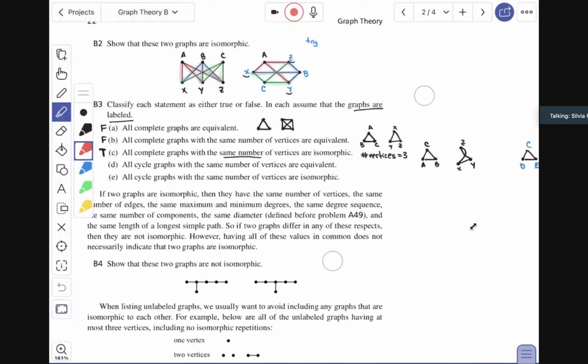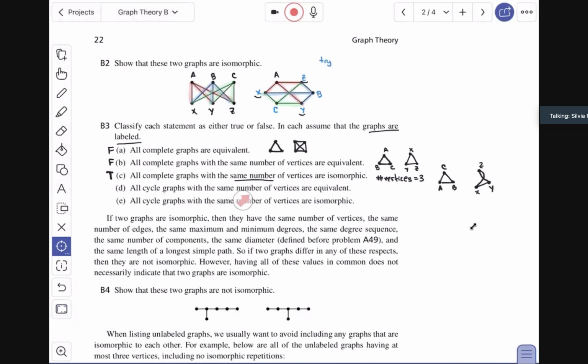And so for the last two, all cycle graphs with the same number of vertices are equivalent. Same idea. All of them are just like a cycle, but maybe it's twisted and made into a knot. But they are essentially like a ring, right? Of the same size. So that's where we need isomorphic. They're essentially the same thing. You can just untwist it and make it look like a ring, like a polygon or regular polygon.